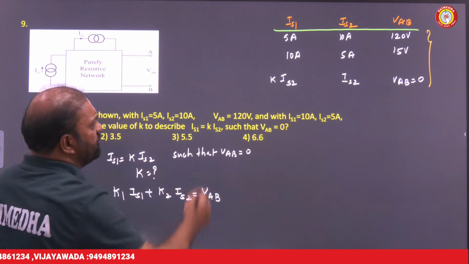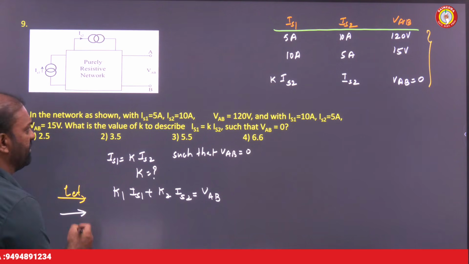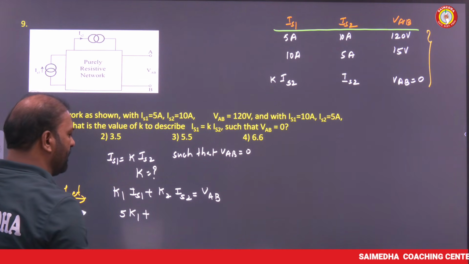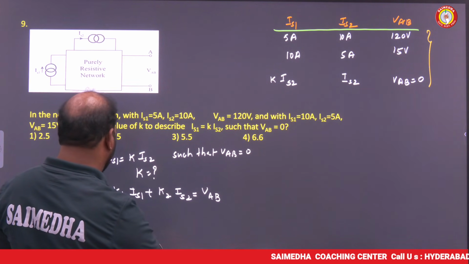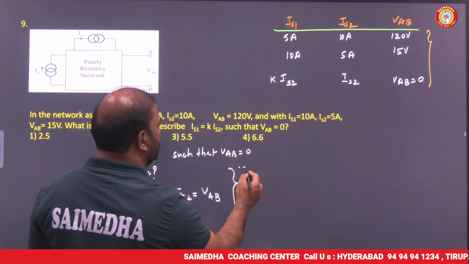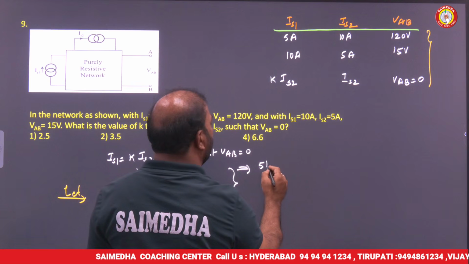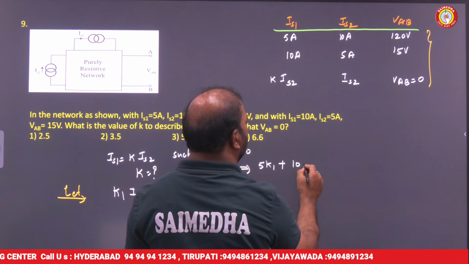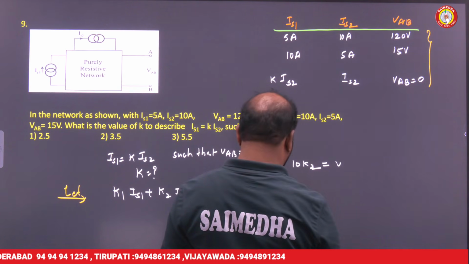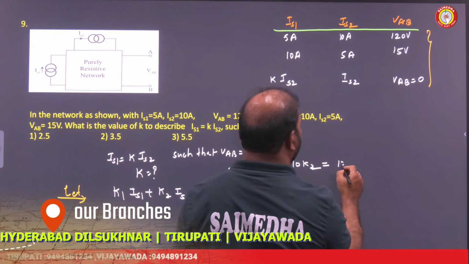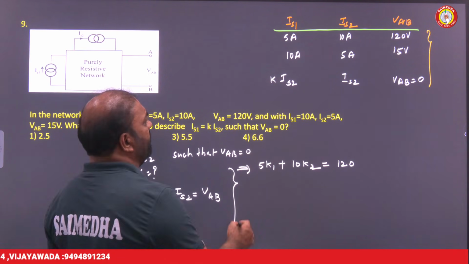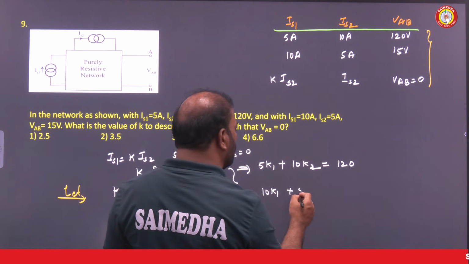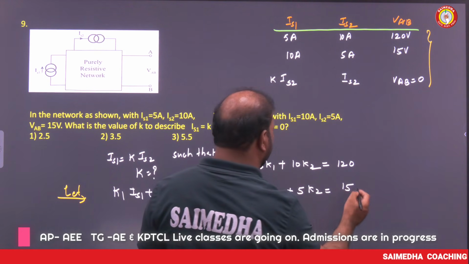Then, my friends, the first result leads to the equation: K1 into 5 means 5K1, plus K2 into 10 means 10K2, is equal to how much? What is the value of VAB here? 120. Next, the second result becomes 10K1 plus 5K2 is equal to 15.